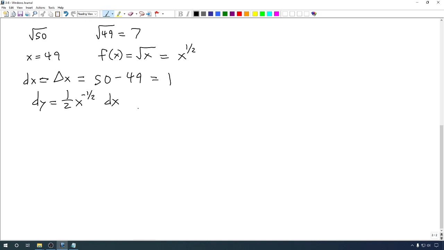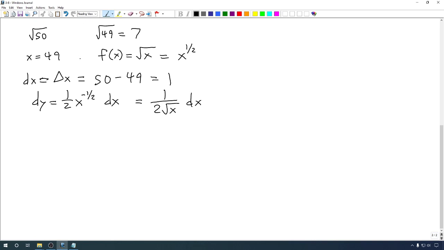Now, I do want to actually go ahead and turn this back into a square root, so that I can plug numbers into it better. So x to the negative 1/2, that means we have an x to the 1/2 on the bottom, and x to the 1/2 we already know is the square root of x. So this is the same thing as 1 over 2 times the square root of x times dx. That is our differential of the square root function.